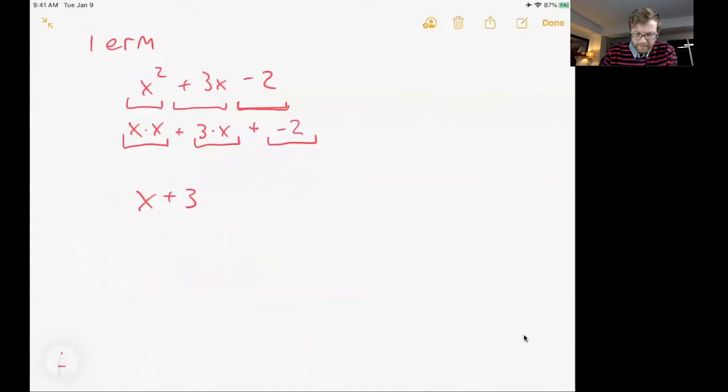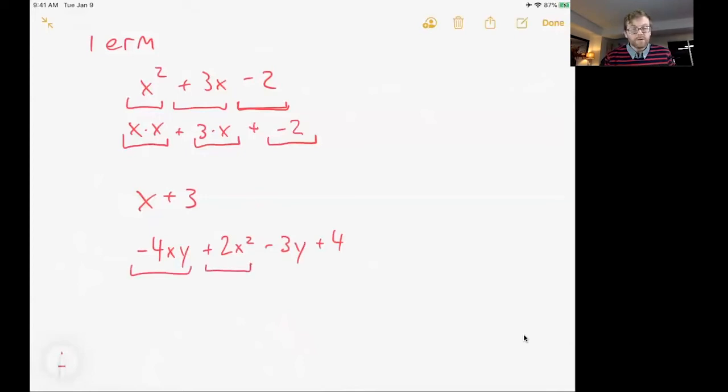So suppose I had, let's see, -4xy plus 2x squared minus 3y plus 4. How many terms does this have? 4. We've got this -4xy, this positive 2x squared, this -3y, and this 4, okay?